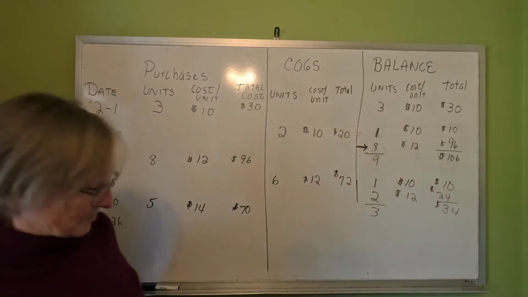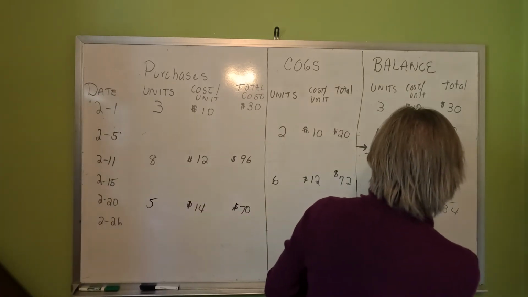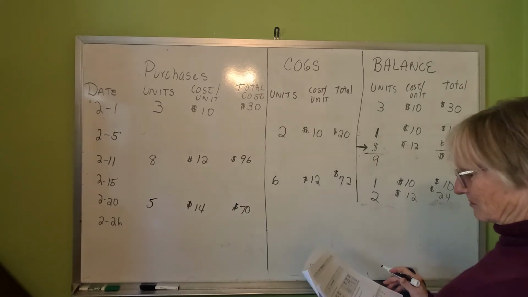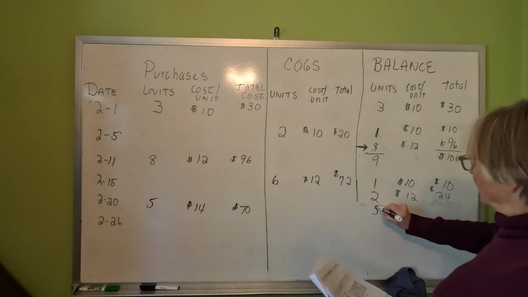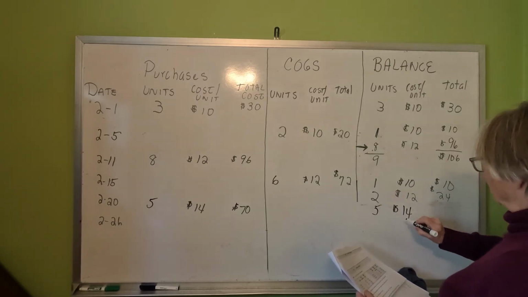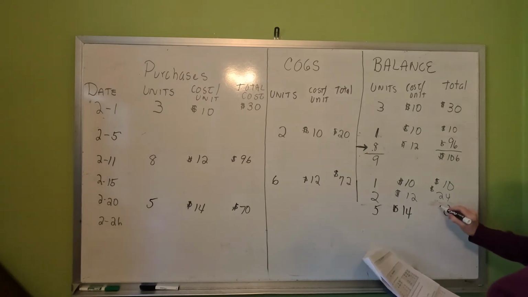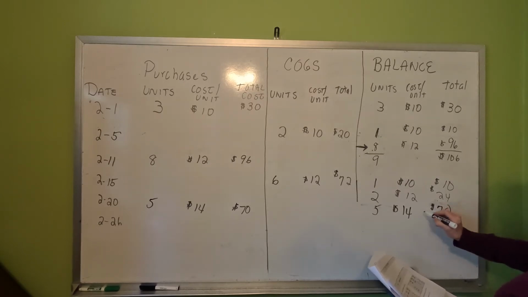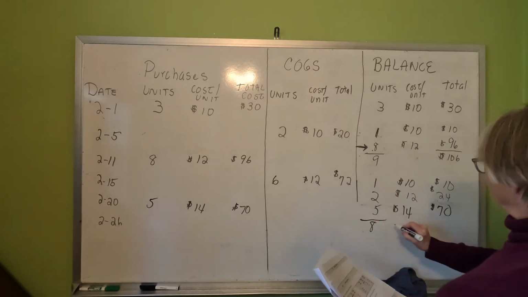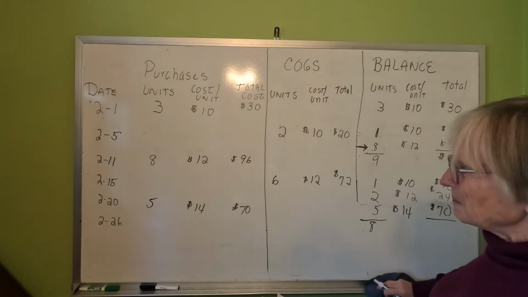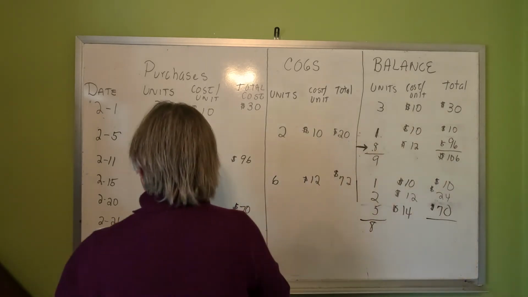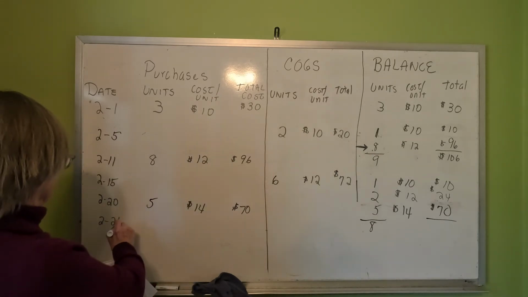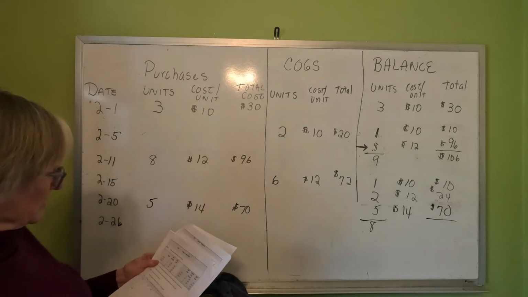And I think just to simplify things, I will take these totals out here and just add the other layer. And as I say, you can work out a system for doing this that makes sense to you. So now we've got 5 at 14. So that's 5 times 14, that's 70. Okay, so now we've got a total of 8 units. And we can total up the inventory if you want to. And so that's what happens on the 20th.